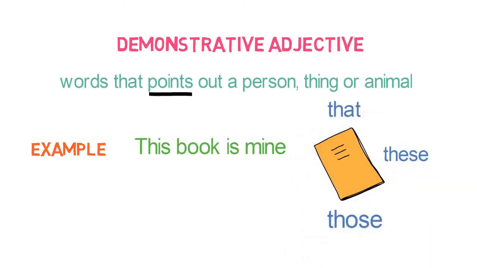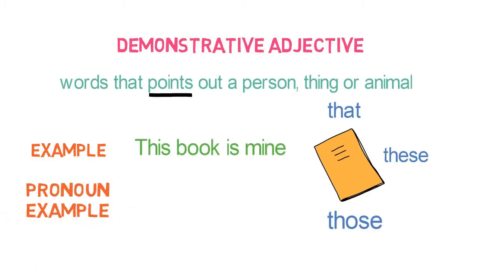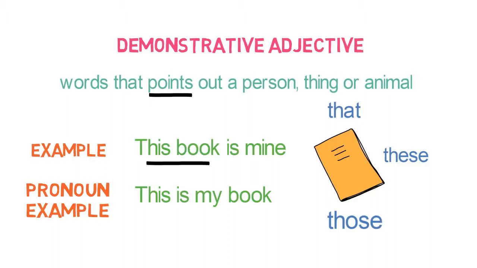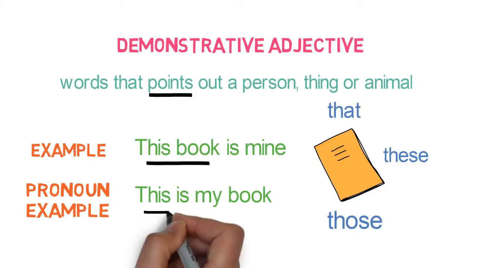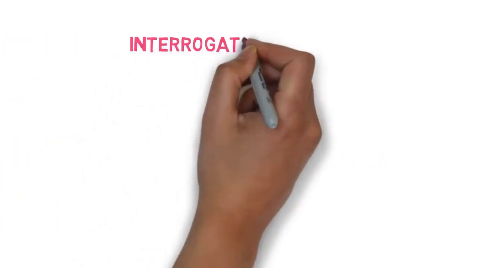Now, if you remember, in pronouns, we discussed demonstrative pronouns. And they also had the same words: this, that, these and those. But there is a difference. Let me give you an example of demonstrative pronouns. Now, this is my book. Here, this is a pronoun. Can you see the difference in the two sentences? In the first one, this comes before book, which is a noun, and it is describing the noun, so it is an adjective. And in the second one, it comes before is, which is a verb, and so it is a pronoun.